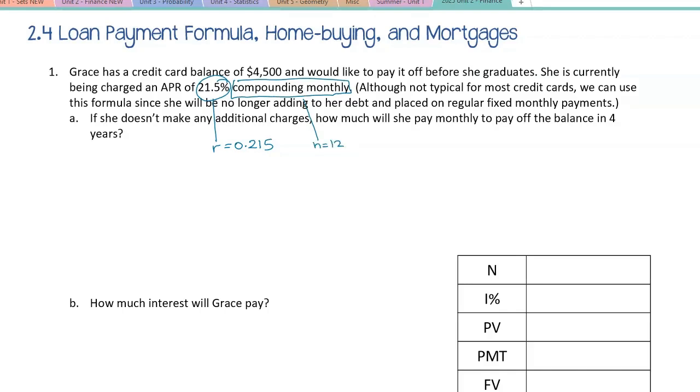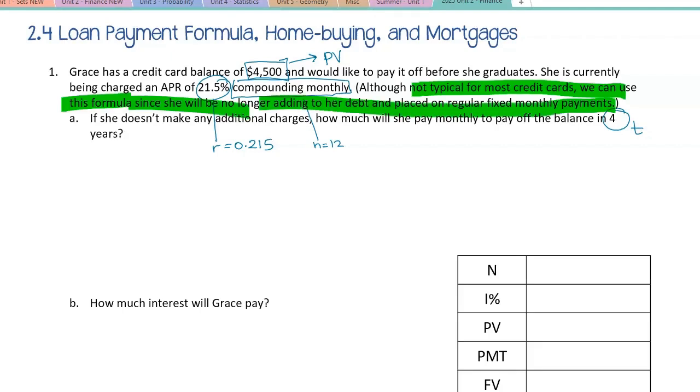We're going to come back to this statement that says, although not typical for most credit cards, we can use this formula since she will no longer be adding to her debt and placed on regular fixed monthly payments. The problem goes on to say, if she doesn't make any additional payments, how much will she pay monthly to pay off the balance in 4 years? So here's our time. And this $4,500, that is the present value. Today, what is on Grace's statement is that she owes $4,500.